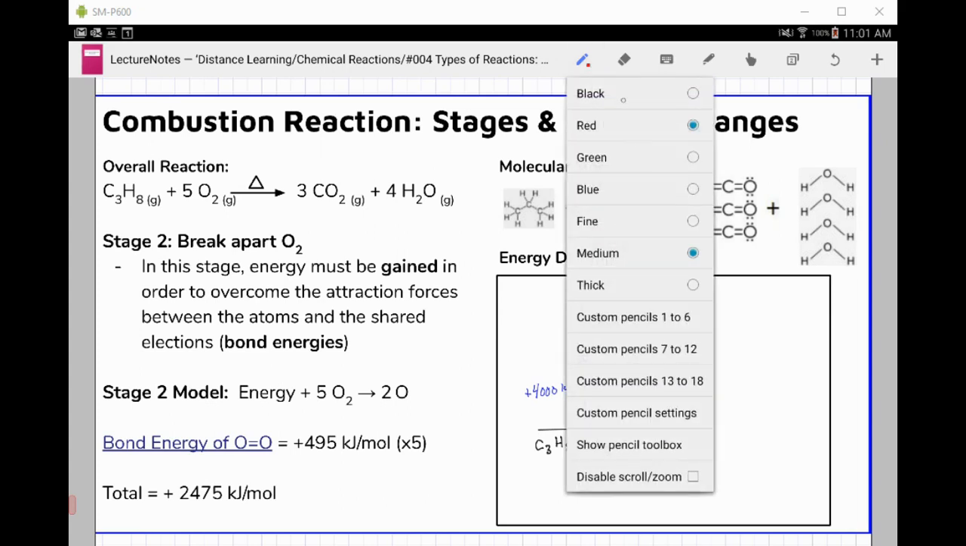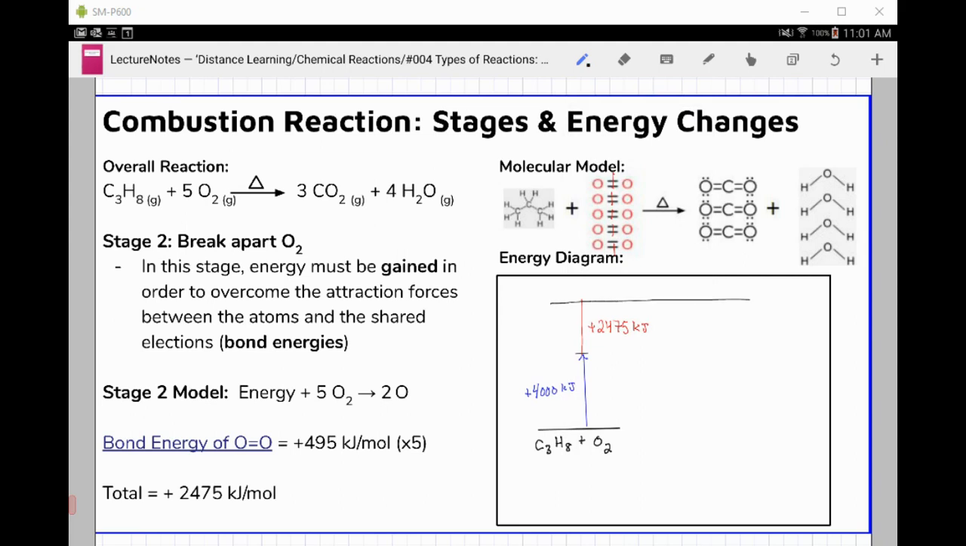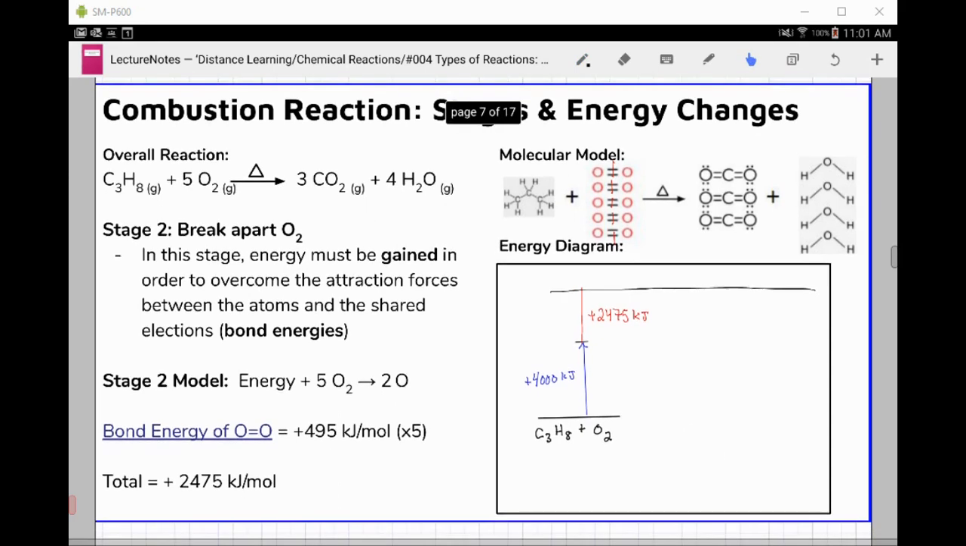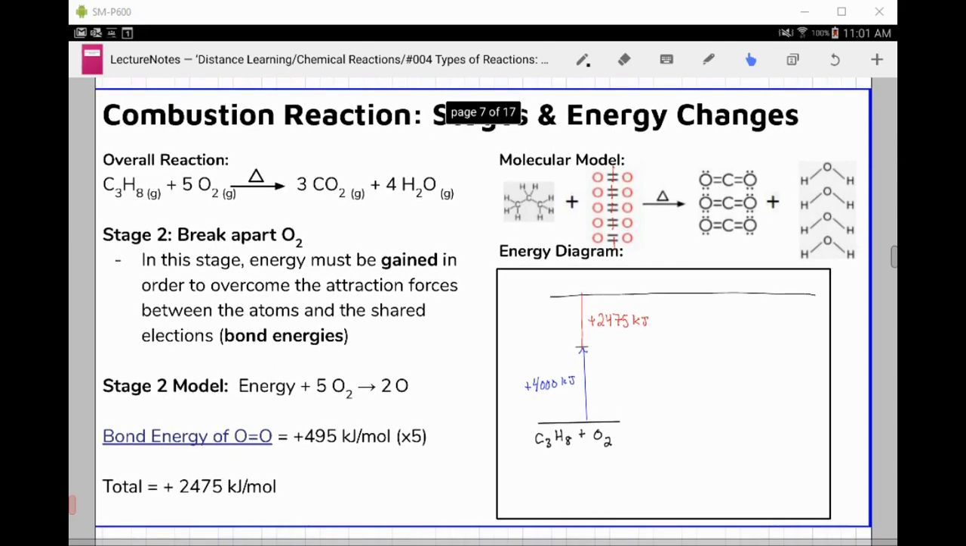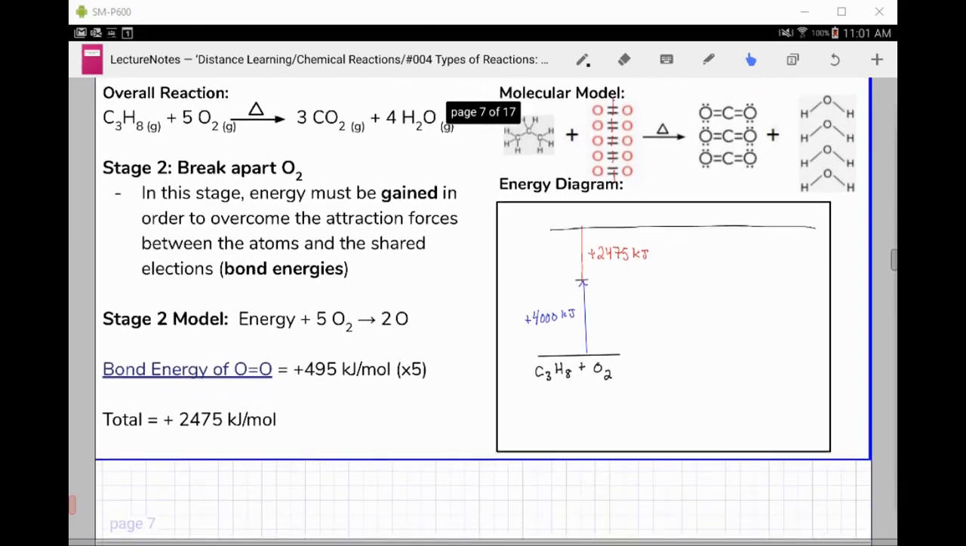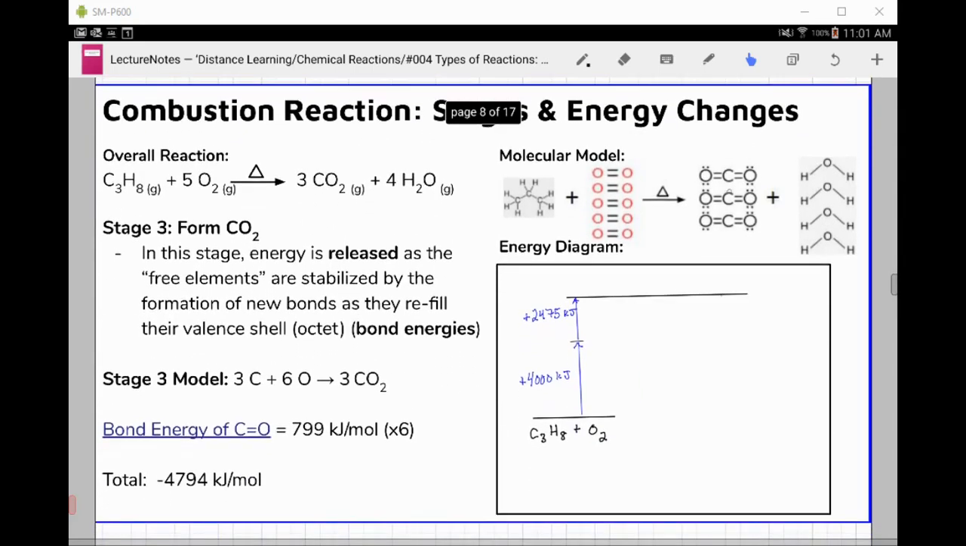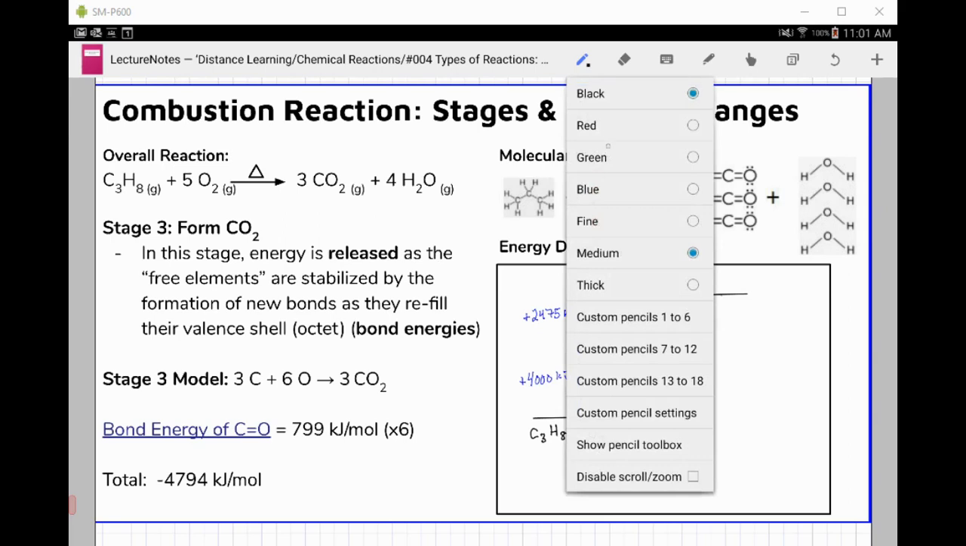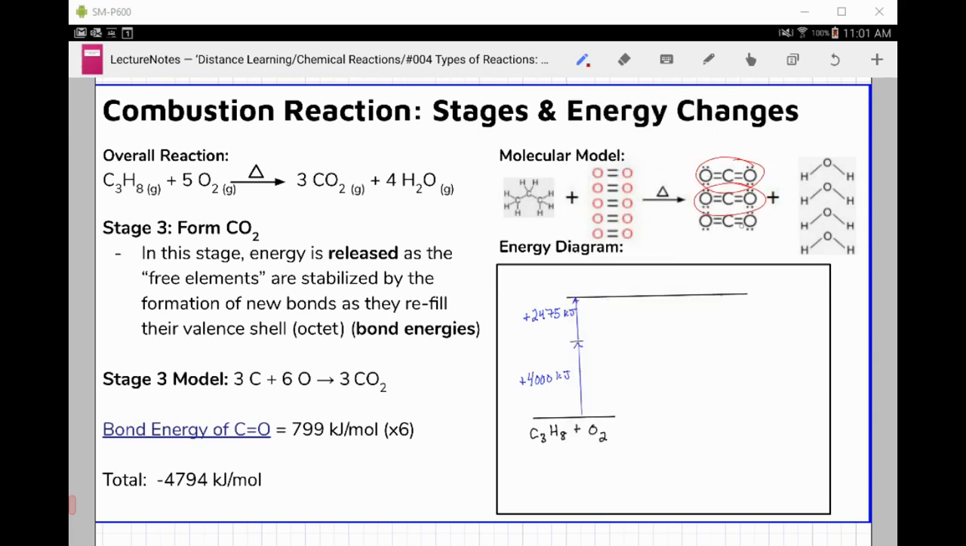However, at this point, once everything is broken apart, we can start forming our products. And we know that when we form bonds, energy is going to be released as they become more stable. So the first thing we look at is the formation of carbon dioxide. We could do water first as well. It doesn't really matter, but I chose to do carbon dioxide. So in doing that, to form those 3 carbon dioxide molecules, we need a total of 6 carbon-oxygen double bonds. So looking at the bond energy of that one, it's 799. There are 6 of them. So now we're going to be releasing 4,794 kilojoules.